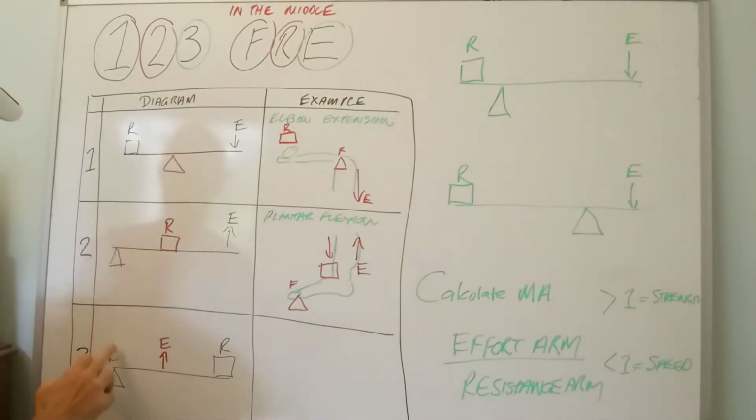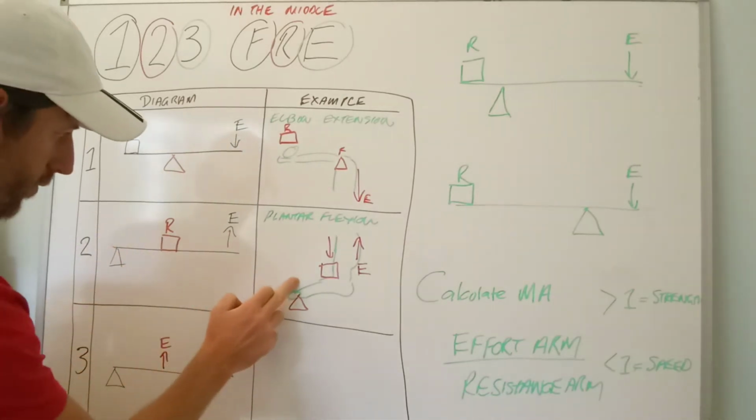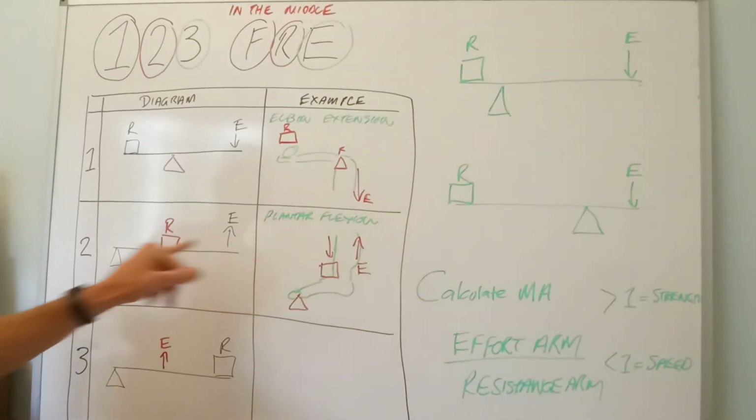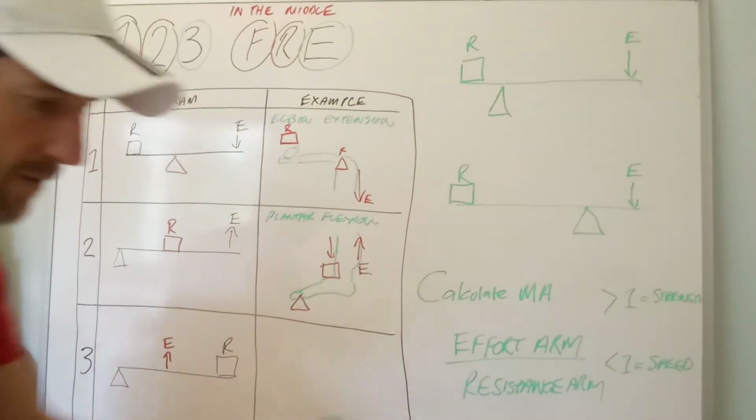You don't really have to, I wouldn't label F. Okay, so that's the example there for class 2, going onto your tiptoes. That's all you have to remember.